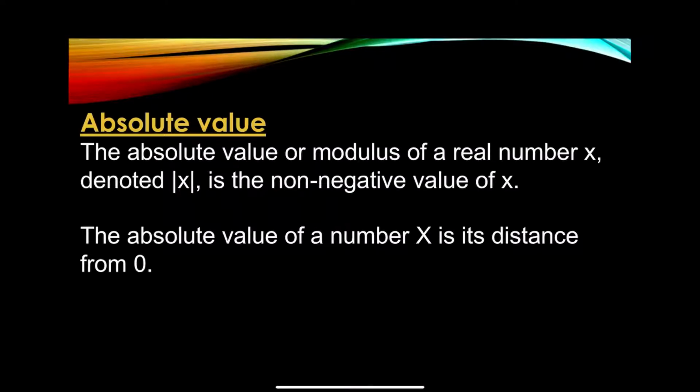Now, what's the definition of the absolute value? The absolute value, or modulus sometimes we call it, of a real number x, denoted like this, is the non-negative value of x. And be careful, it's the non-negative. It's not only the positive, because we include 0, and we will see an example. Sometimes we define the absolute value of a number x as the distance of this number from 0.